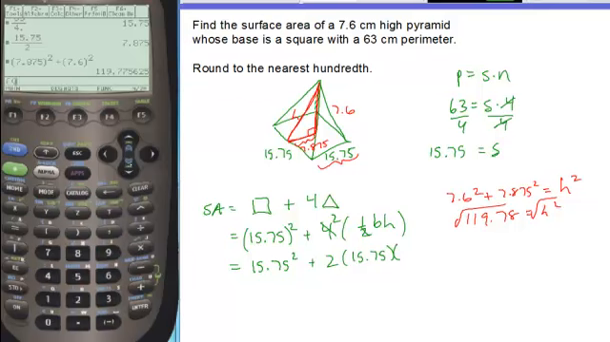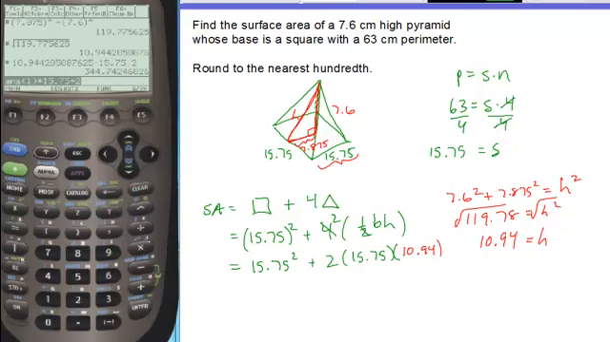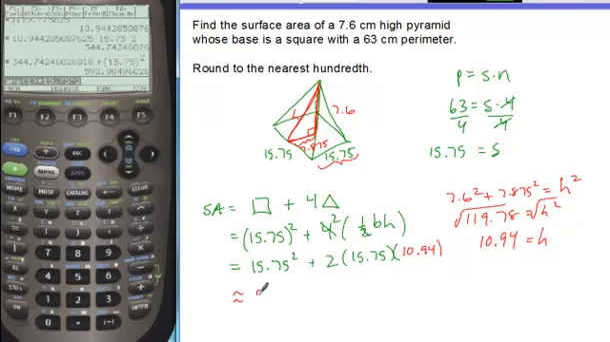Extract the square root. So if we take the square root of that value, we get our h value. Our h value is about 10.94. And so we can plug that in right here and go ahead and calculate our answer. So if we take this number times 15.75 times 2, and then we add that to 15.75 squared, we're going to get our answer, which is about 592.80. Here, the units are centimeters. It's a surface area, so it's square centimeters.